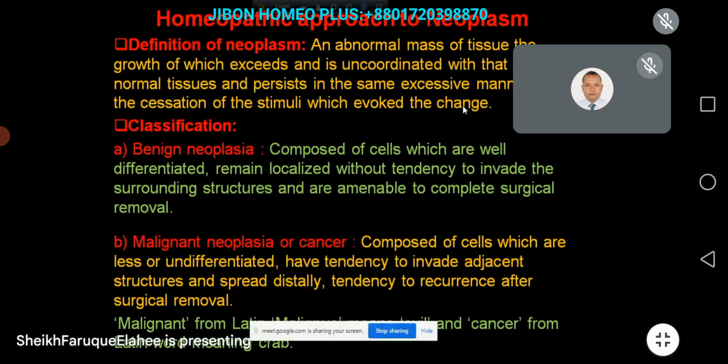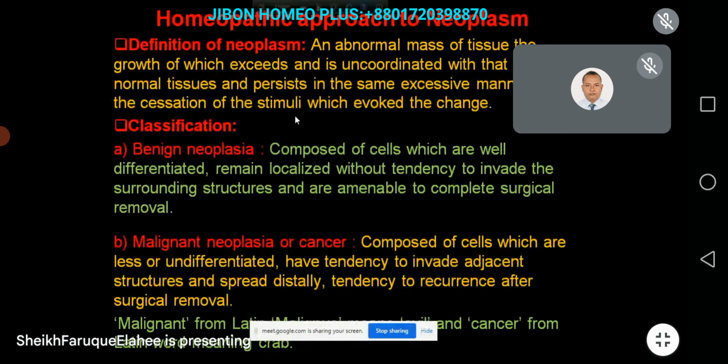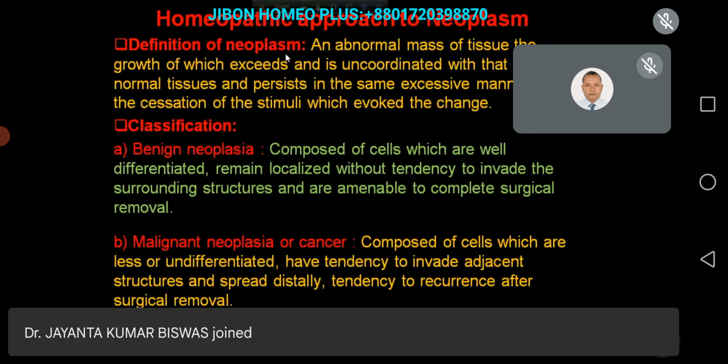But neoplasm is that even if the stimulation is removed, this will go on proliferating and making the mass bigger and bigger. So this is neoplasm. Even when you remove the stimuli, you remove the inducing agent, there will still be hyperplasia of the cells and the tumor size will be bigger and bigger. This is abnormal proliferation of cells. You can say neoplasm is abnormal and excessive proliferation of cells.